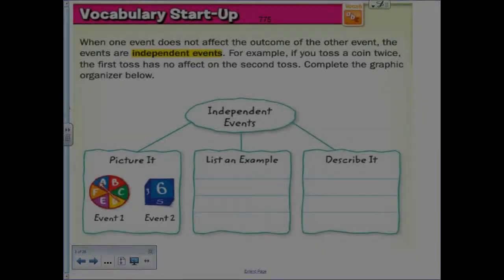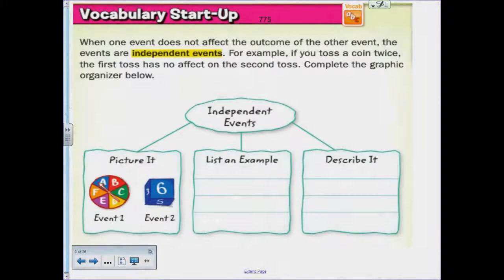Okay, today we are going to look at independent and dependent events. And it says here on page 775 that when one event does not affect the outcome of the other event, the events are independent events. For example, if you toss a coin twice, the first toss has no effect on the second toss. Complete the graphic organizer below.